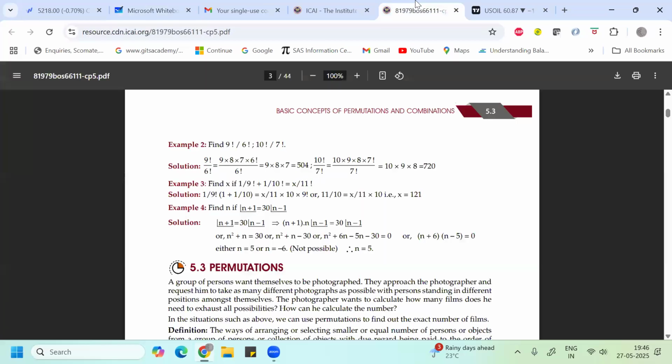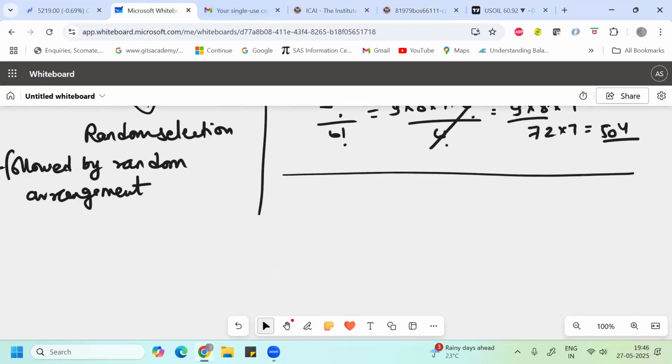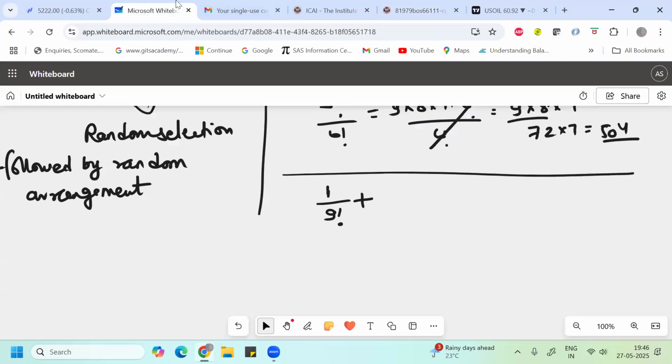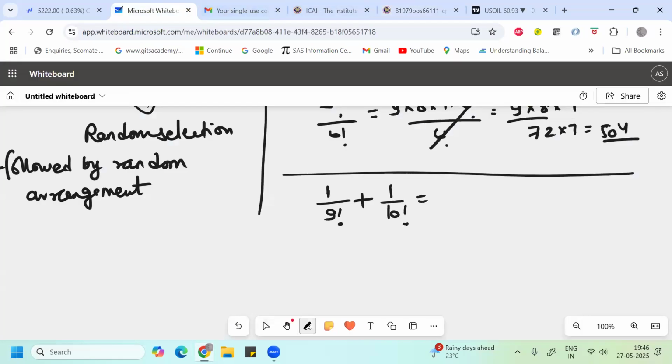Okay. Then next one, find x such that 1 by 9 factorial plus 1 by 10 factorial is equal to x by 11 factorial. You want to solve this.